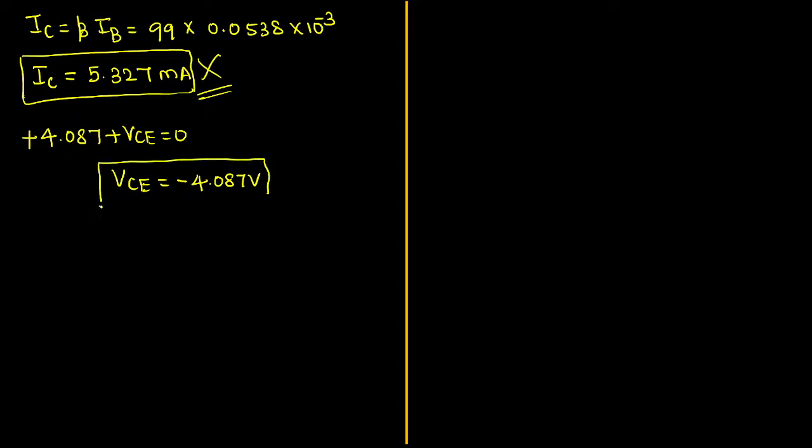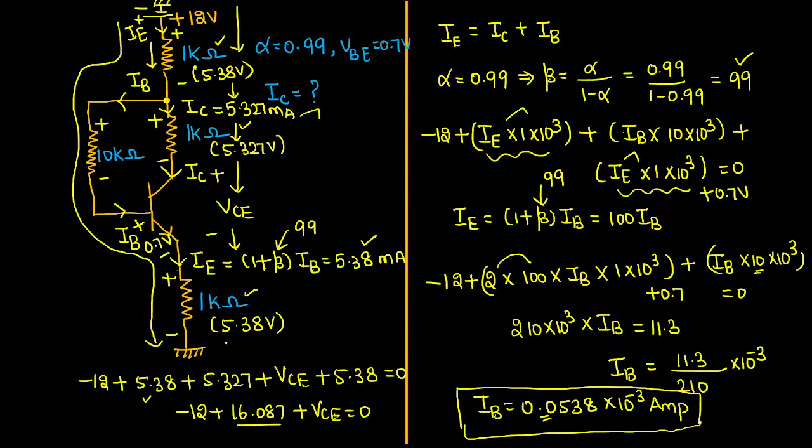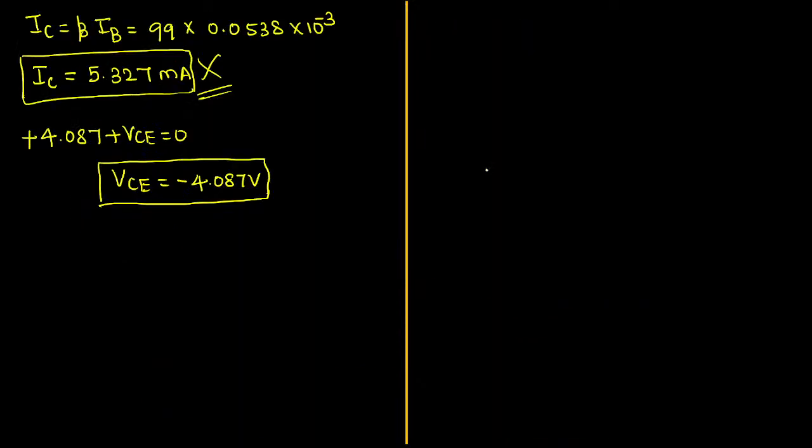What was our assumption? We assumed that the transistor was in the active region, and we did all the analysis. Finally we got the answer that the collector current is 5.327 milliampere, sir. But when it is not there in the options, then I understood that our transistor is not in the active region. Why is it not in the active region?